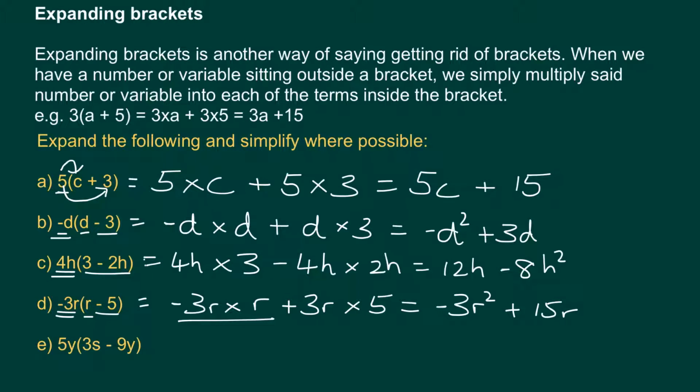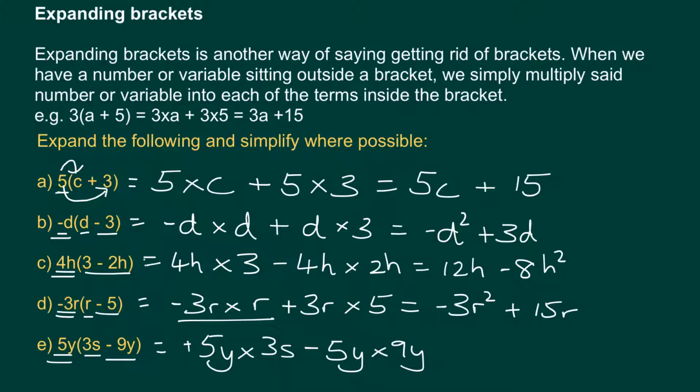Alright, cool. So we have 5y sitting on the outside and 3s on the inside. So this is a positive, so we know the answer is obviously going to be positive. We have 5y multiplied by 3s, and then we have a 5y multiplied by negative 9y. So a positive times a negative gives us a negative, and then 5y times 9y.